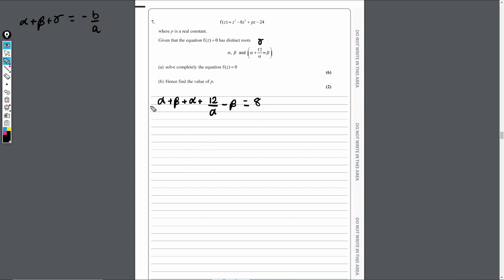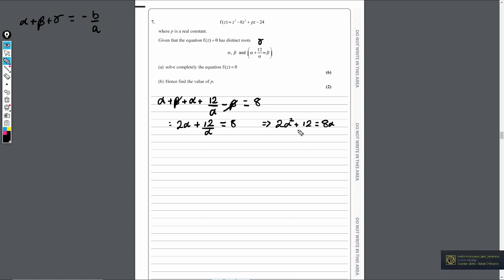Well, we can simplify here. Alpha plus alpha is 2 alpha. I've got beta minus beta, so they cancel, and I've got 12 over alpha plus 12 over alpha, and this is equal to 8. So now, what can we do here? Well, I can multiply through by alpha. If I do that, that will give me 2 alpha squared. If I multiply this by alpha, I'm just going to get plus 12, and then if I multiply the other side by alpha, I'm going to get 8 alpha.